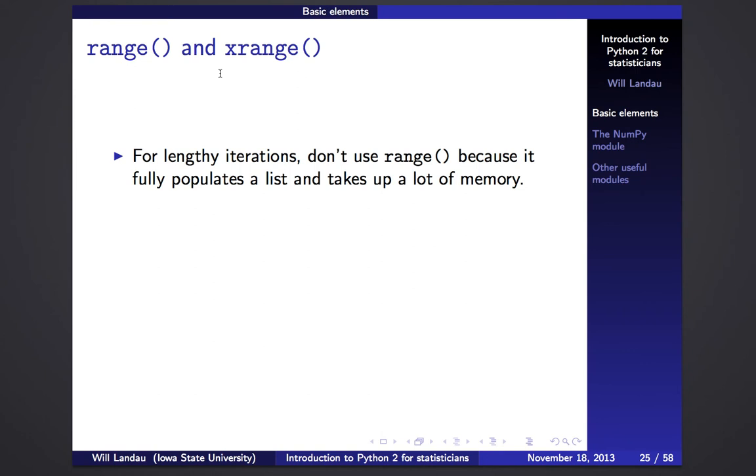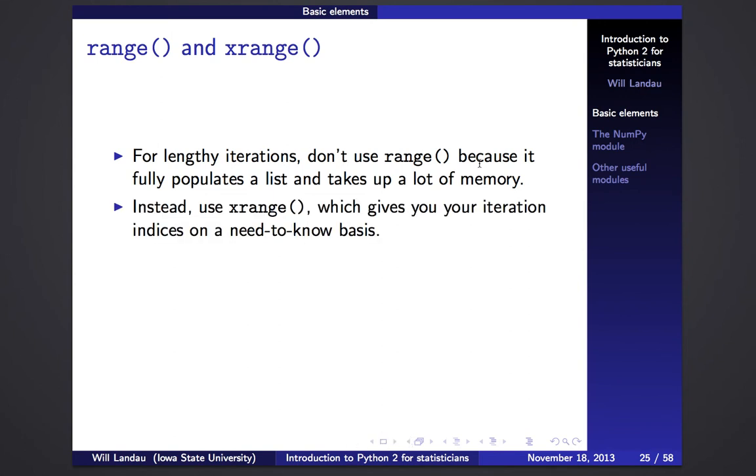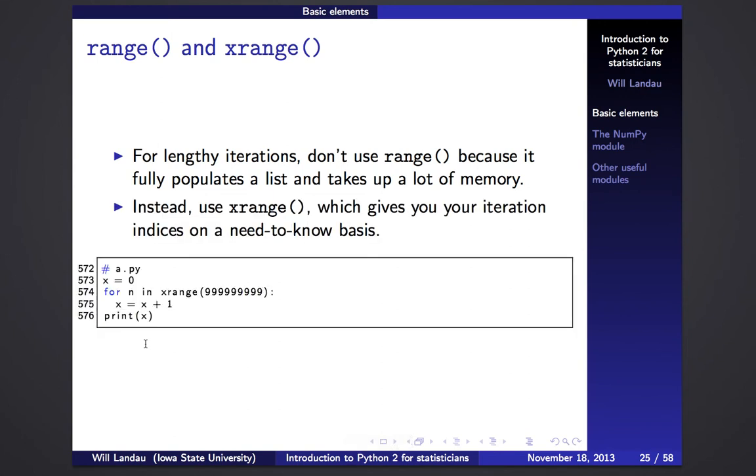I'd use xrange. And xrange, unlike range, doesn't take up a lot of memory because xrange just gives you values on a need-to-know basis. So this will be a lot more memory efficient. It'll go really slowly, but it'll be more memory efficient than range because it doesn't store the list of numbers from 0 to this big thing. It just gives you each number in each iteration of the loop on a need-to-know basis. It gives you each value of n on a need-to-know basis.